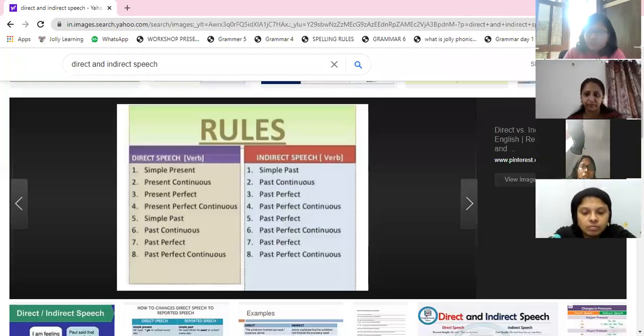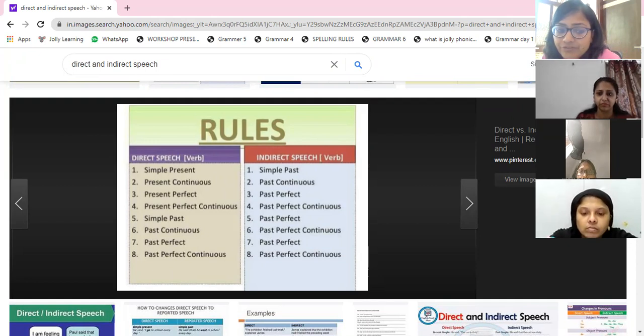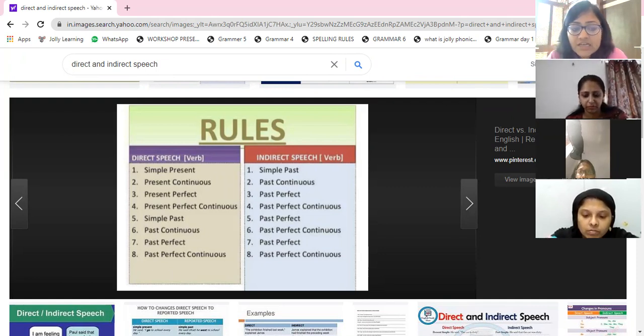So whenever we change a sentence from direct to indirect, simple present will be changed to simple past. Present continuous will be changed to past continuous. Present perfect will be changed to past perfect. Present perfect continuous will be changed to past perfect continuous.